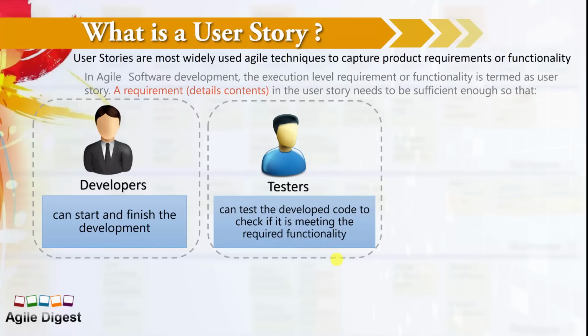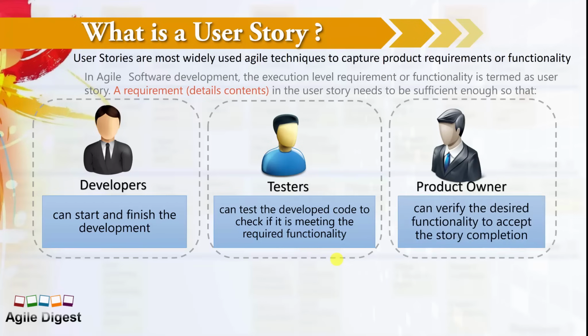For a tester also, it gives what needs to be developed, what the acceptance criteria are, and how they will create the test cases. That information they get from a user story. And the product owner gives the requirement and also mentions something to verify the desired functionality, to accept the story as completed or delivered or not.